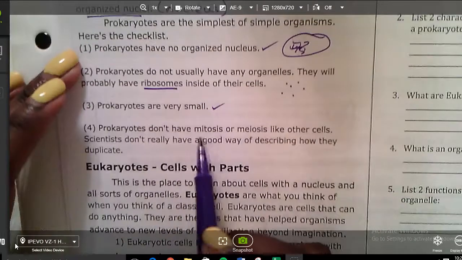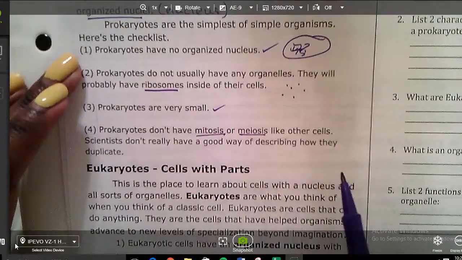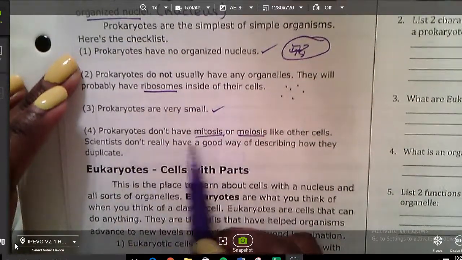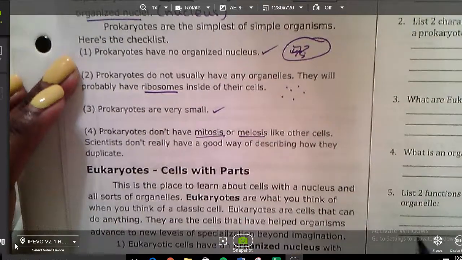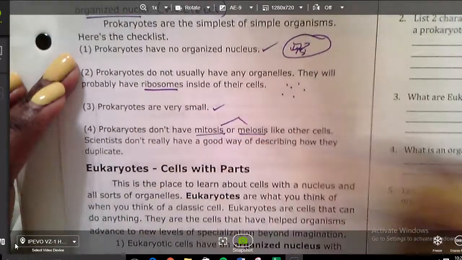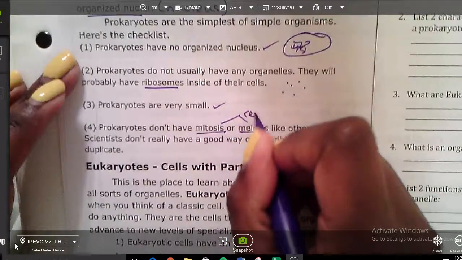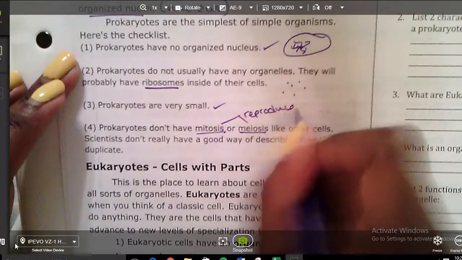Prokaryotes don't have mitosis or meiosis like other cells. Scientists don't really have a good way of describing how they duplicate. So again, these are processes in order to reproduce or make more cells.